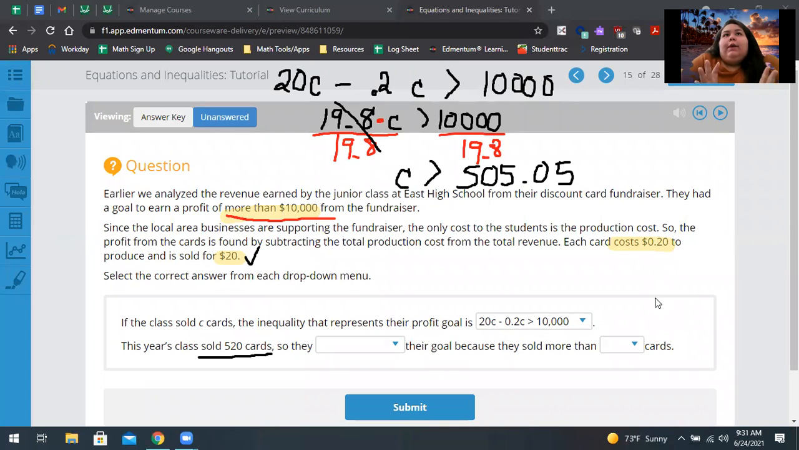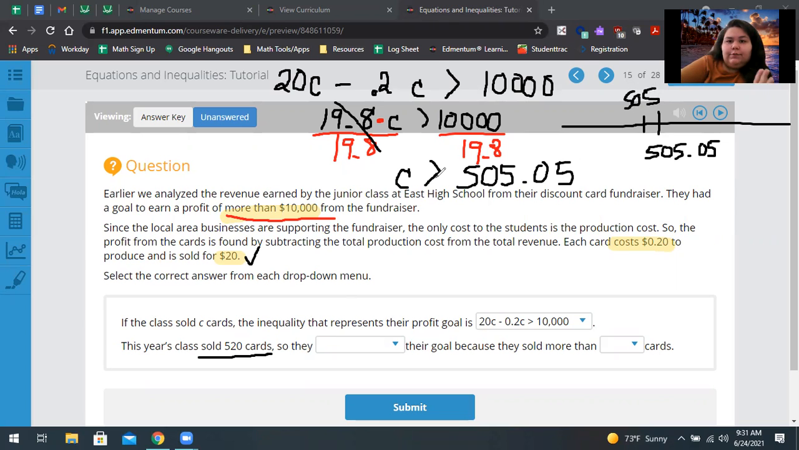Now, when we are considering the value here, you cannot sell 0.05 of a card. It's not possible. So we can only consider it as whole numbers. So I'm going to draw my number line here to graph the solution. This is going to be 505.05, and this line right here, let's just say that that's the 505. To graph the solution, it is going to be an open circle, and C must be greater than, so it's going to be shaded off to the right. That's when it comes to graphing the linear inequality solution.